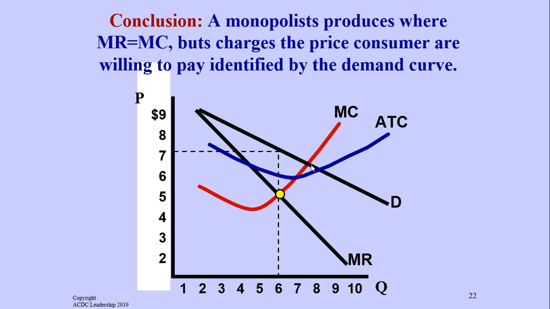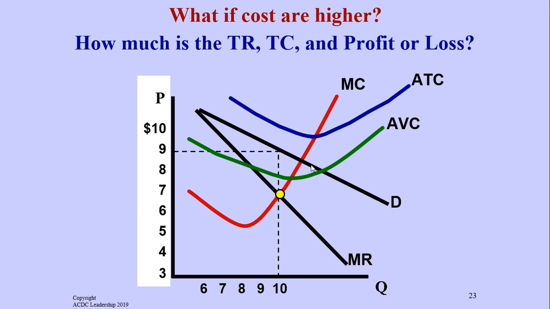So the monopolist produces where MR equals MC, but they charge the price that consumers are willing to pay, as the demand curve shows us. So you find that point where MR equals MC, and you go straight up to the demand curve, and that's the price they're actually going to charge. Okay. All right. Now, what if the costs are a little bit higher? In this case, what is the profit maximizing level of output?